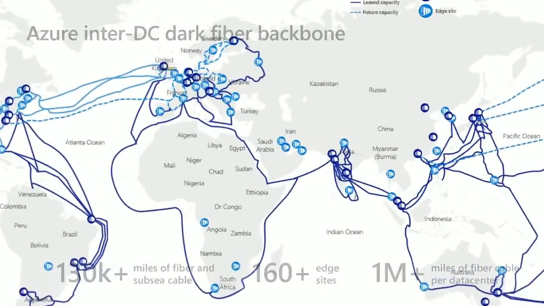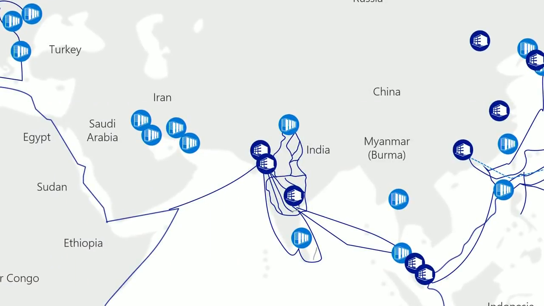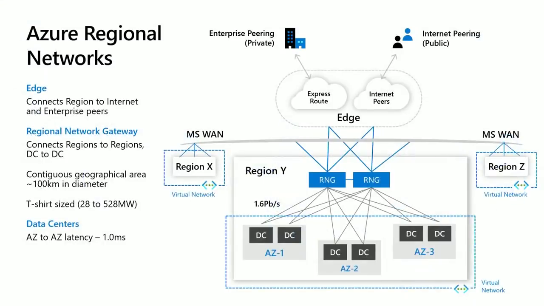When you take a look inside of one of those particular regions, we also have redundancy where we're connecting every single one of our regions at least twice to our global WAN. And that means that if one of those routes gets cut off, there's always another route out of the region. And the way that we're architecting that is using something called regional network gateways.